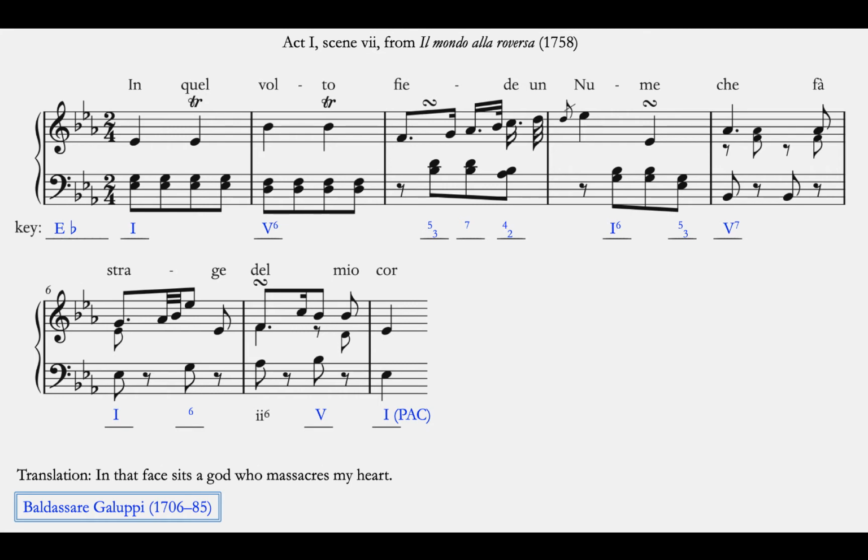So once again, we find root position chords at the beginning and end of the phrase, and quite a few inverted chords in the middle. This passage begins on a root position tonic. That's something we're going to see a lot of in this course.